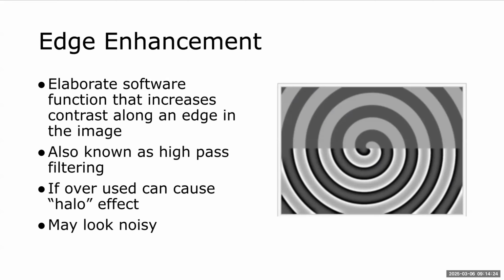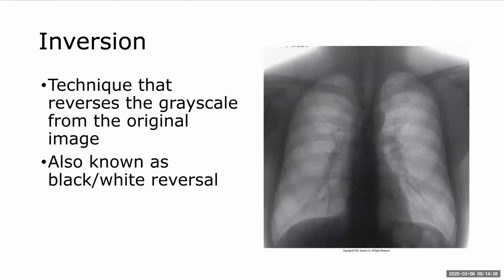Sometimes less is more. So inversion is a technique that reverses the grayscale from the original image. It can also be known as black and white reversal. So everything that was very bright is now dark, and everything that was dark is now bright. This is nice to use sometimes if you're trying to tell if you've got the rib margin, or sometimes it's easier to see a feeding tube placement when you invert the image. But anyway, you don't want to leave it that way.